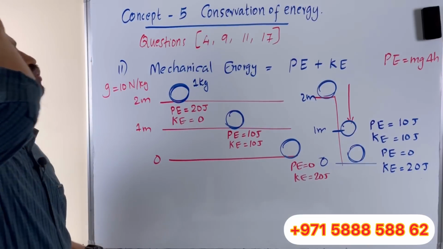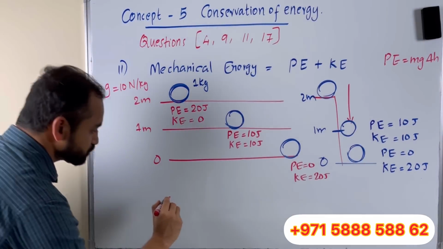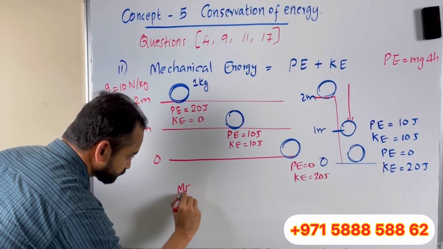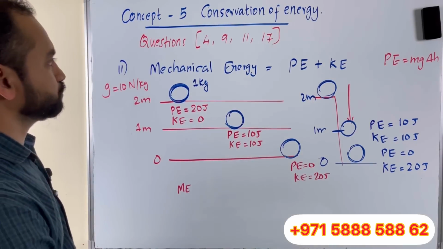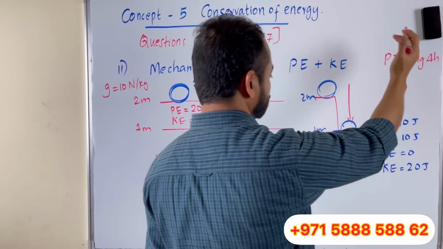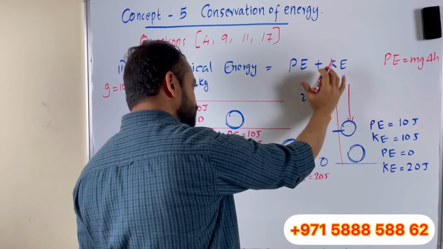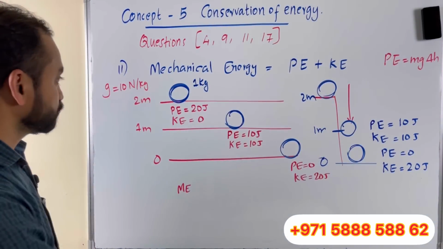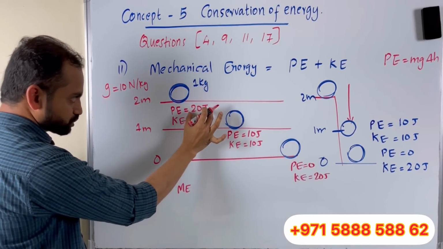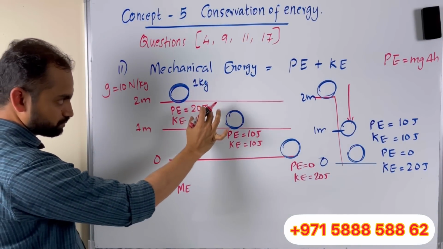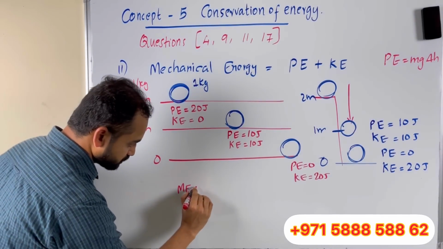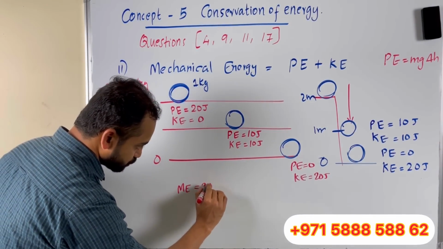And we know what mechanical energy is. Mechanical energy is the sum of the potential energy and kinetic energy of the object. So when the object is at a height of 2 meters, what is its mechanical energy? Its potential energy plus kinetic energy, 20 plus 0. So the mechanical energy is equal to 20 joule.